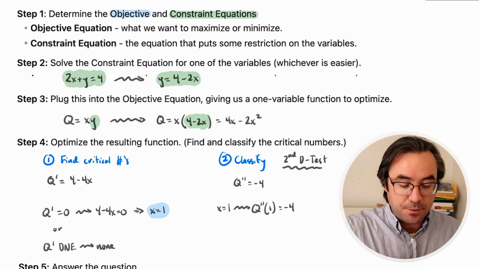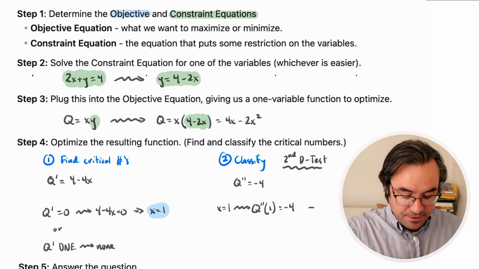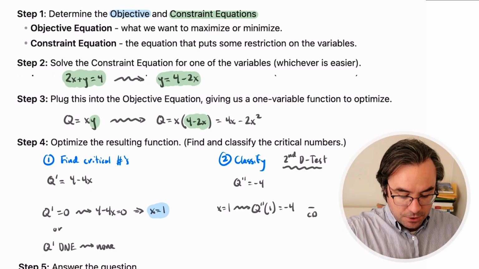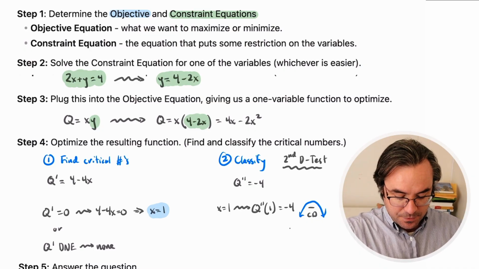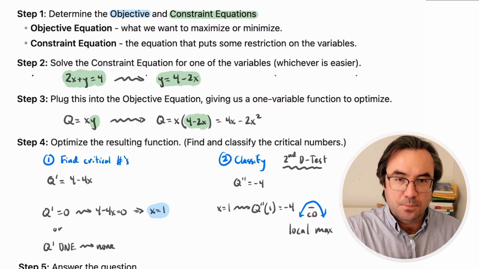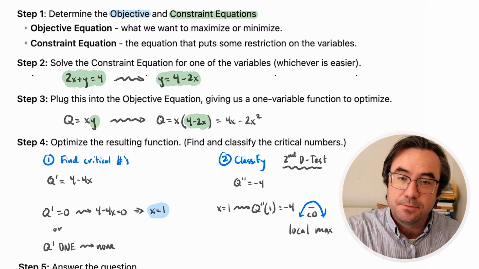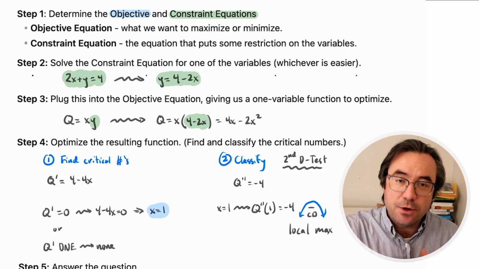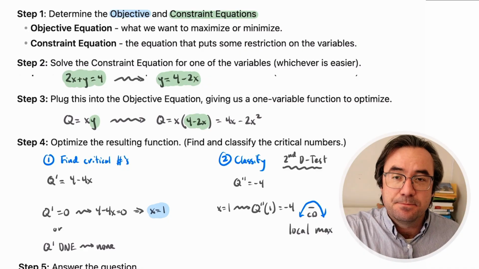And then we just have to interpret that. So a negative second derivative means concave down. Draw the concave down shape. And what do we have? Local max. Okay, so we're just about done. We found the critical number. We know we're having a max there.